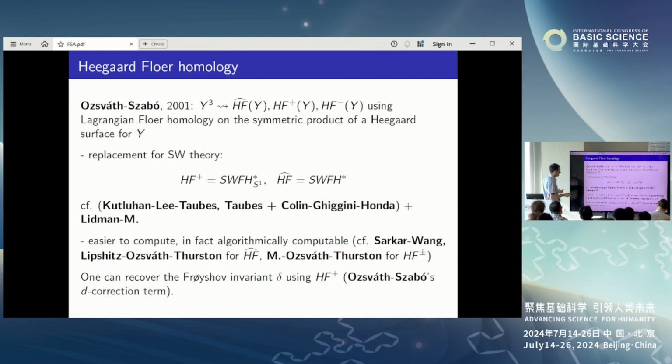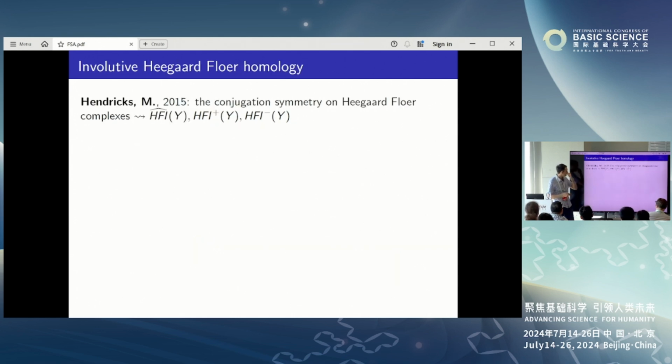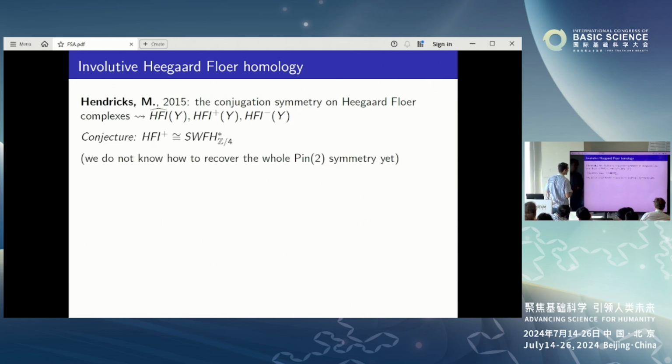So once you know that there is this theory that's kind of like Seiberg-Witten but more computable, the natural thing is to try to do the Pin(2) symmetry. And we're not fully successful in this regard, but in joint work with Kristen Hendricks, we built something like that called Involutive Floer homology, which takes into account the conjugation symmetry. There's also some conjugation symmetry on Heegaard Floer complexes, kind of like the J, and we get some groups called Involutive Floer homology. And the conjecture is that this is a Z mod 4 equivariant Seiberg-Witten Floer homology.